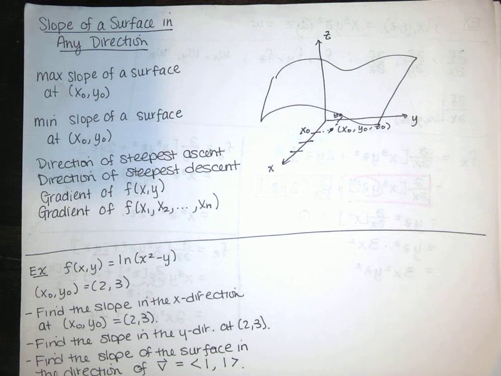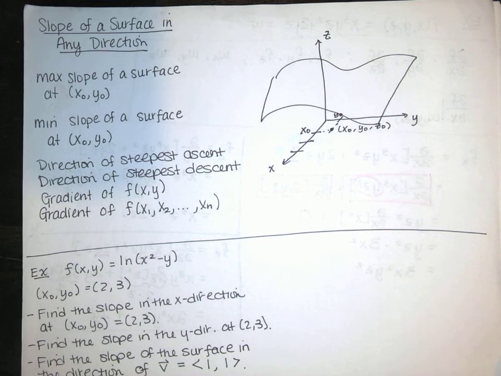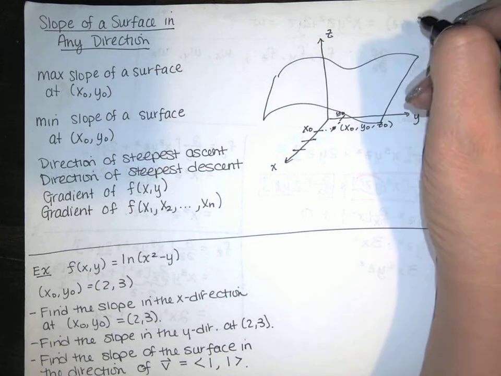Welcome back, guys. In this video we're going to be talking about finding the slope of a surface in any direction. In the last video we found the slope of a surface in the x direction and in the y direction with our partial derivatives of f with respect to x and y. We learned how to compute those and then how to plug in numbers and interpret them as slope of a surface in a given direction.